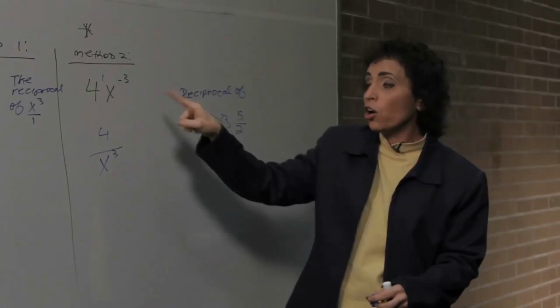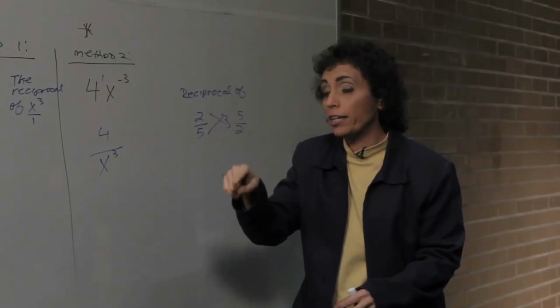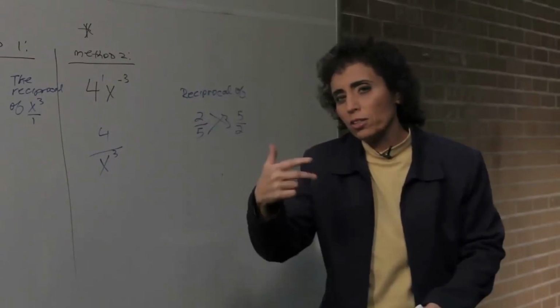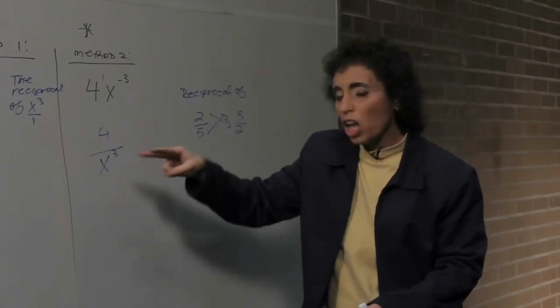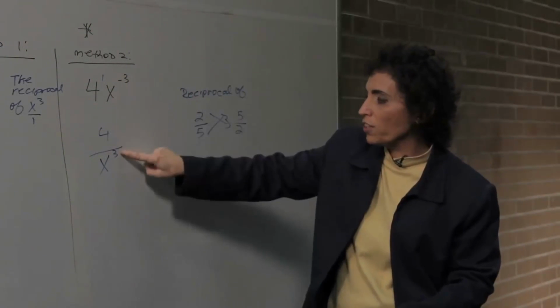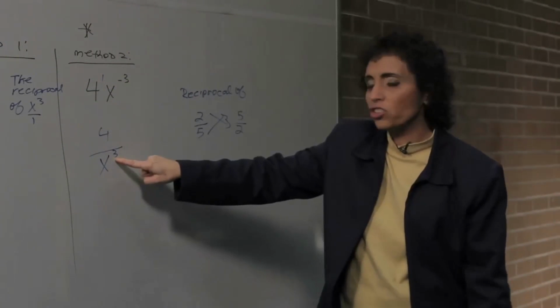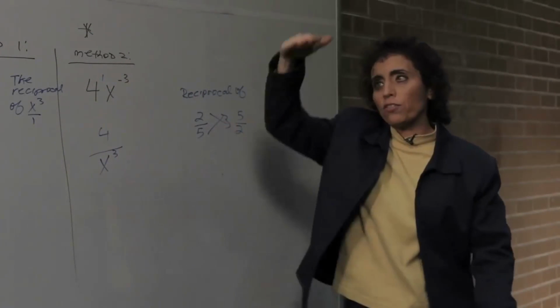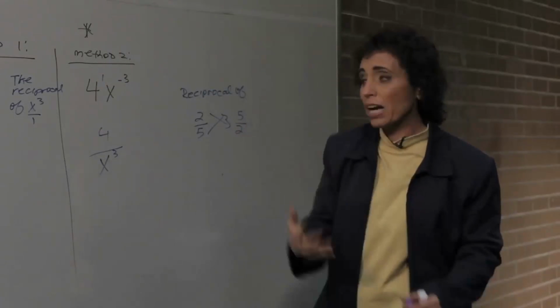I call it cross the line, change the sign of your exponent. That doesn't rhyme. Cross the line, change the sign. So I crossed the division line, brought it down, I changed the sign of the exponent, okay? Because reciprocal means that whatever's up goes down, whatever's down goes up. So it kind of makes a lot of sense.